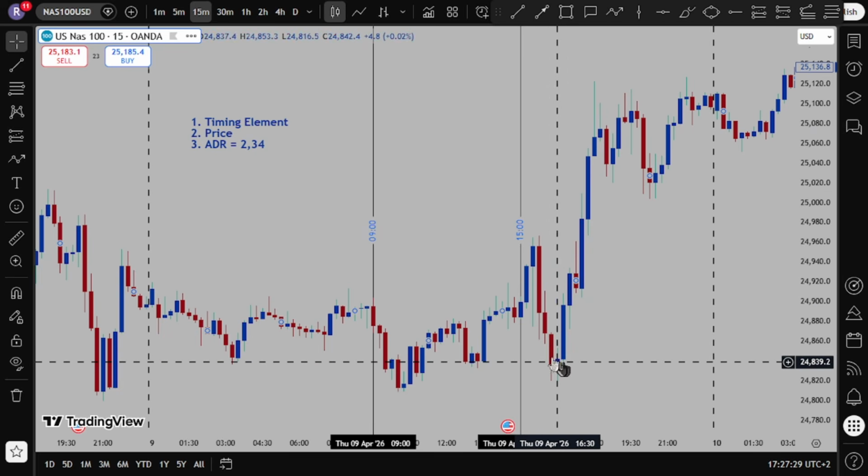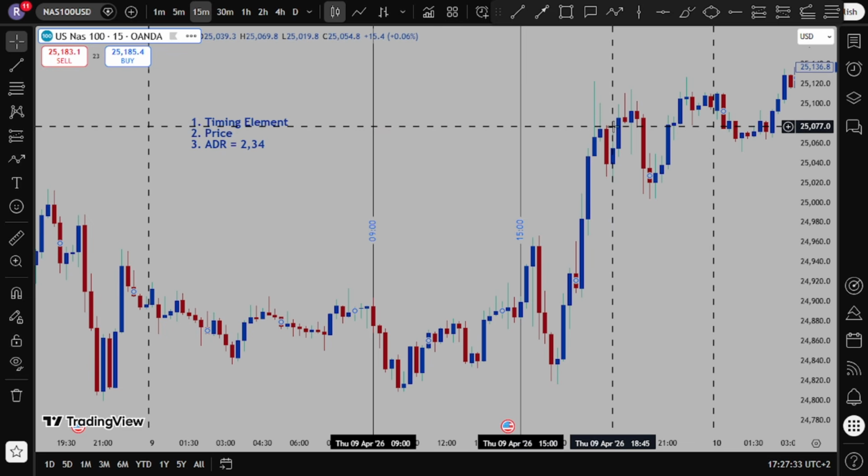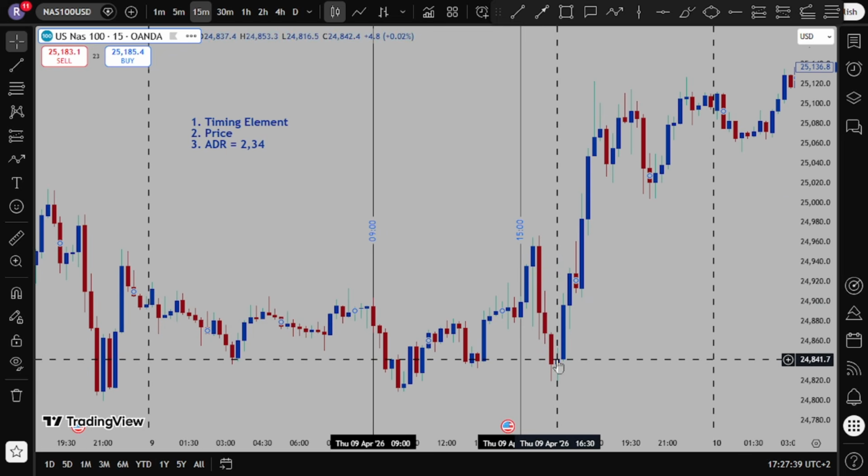Here, the market didn't hesitate. It simply moved aggressively in my direction. Easy as that, because that is when the market starts to be active.